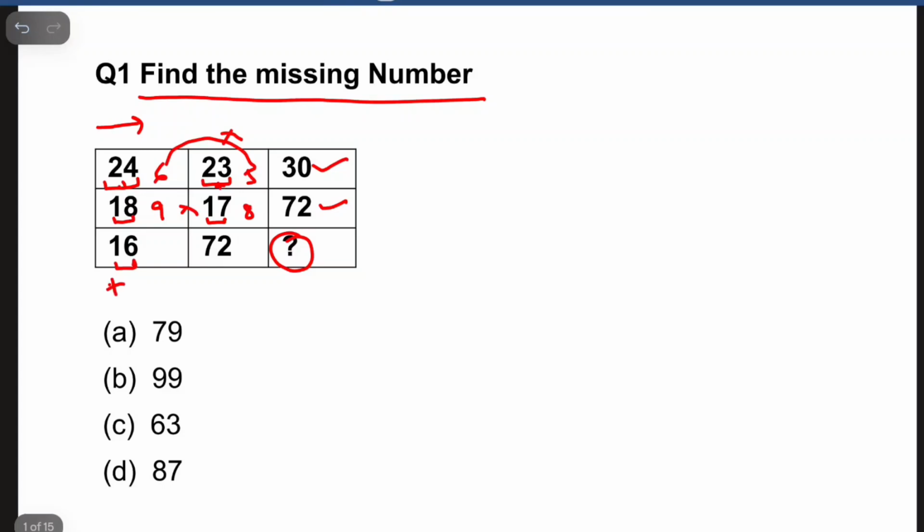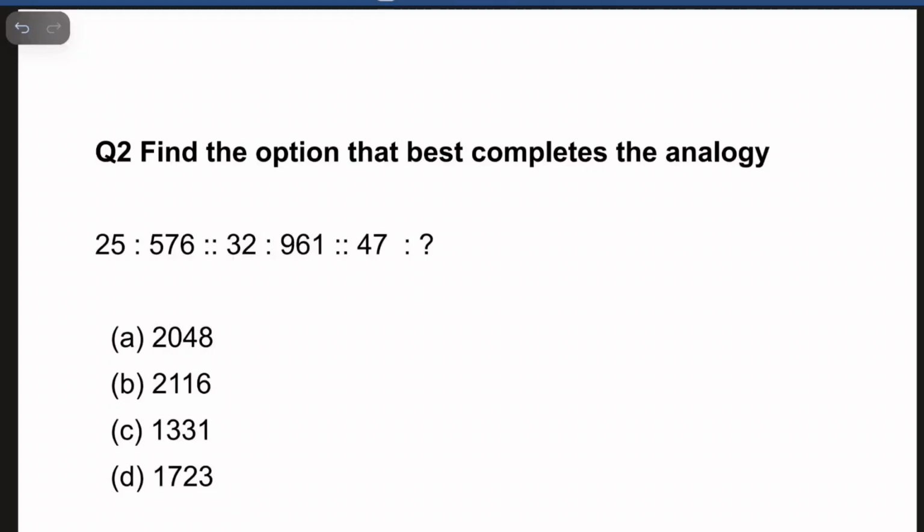1 plus 6 is 7, 7 plus 2 is 9, 7 times 9 is 63. Option C is the correct answer. Now let us move to the next question. Question number 2. Find the option that best completes the analogy. 25 is to 576, 32 is to 961. We have to find 47 is to this missing number.